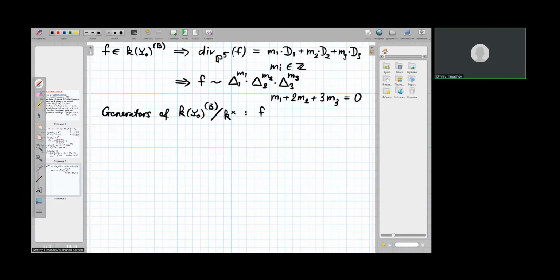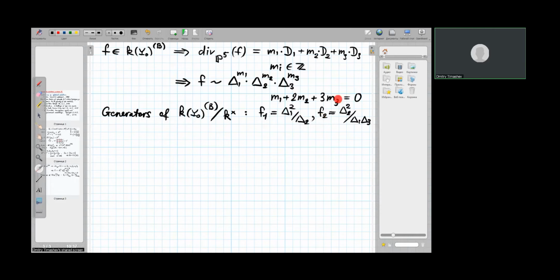So f1 equal to d1 square over d2, and f2 equal to d2 square over d1 d3. So I claim that any function of this form with this condition can be expressed as a product of f1 and f2 to some integer powers. It is an easy exercise for you to deduce.